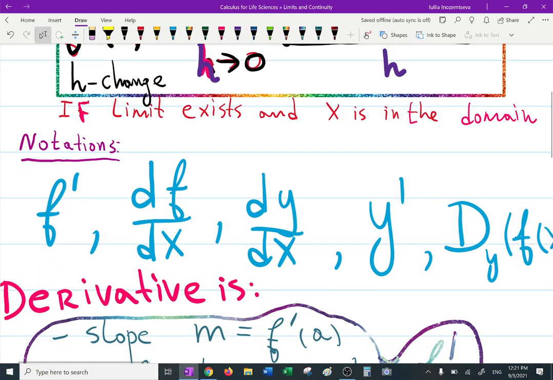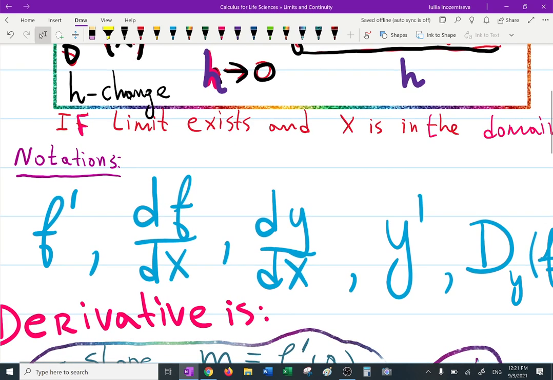More notations. f prime, that's the notation I'm using all the time, f prime, that is derivative. df over dx, d should be like this, straight. In calculus 3, we teach this d, that's different. That is also a derivative. Then, if it's not f, maybe it's called y, dy over dx, that is also a derivative. This is one notation, so you don't see it as a fraction here. It's not division here, it's a notation.